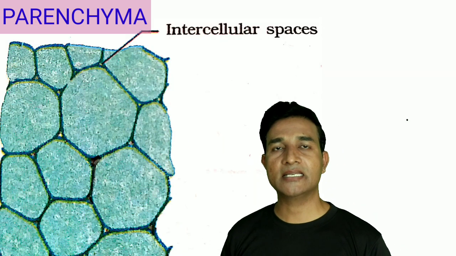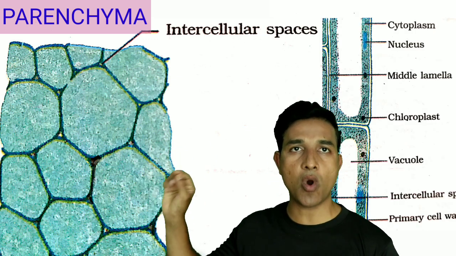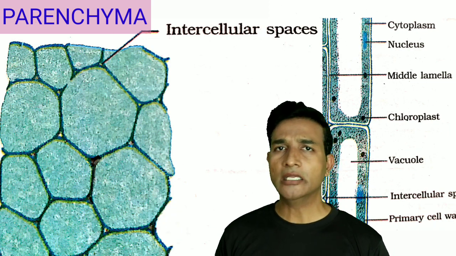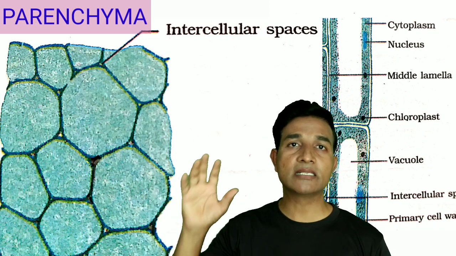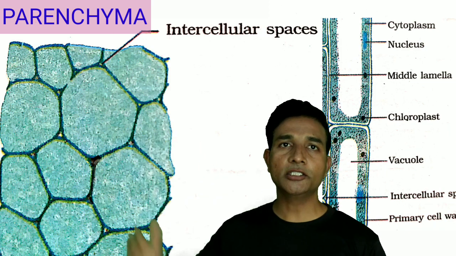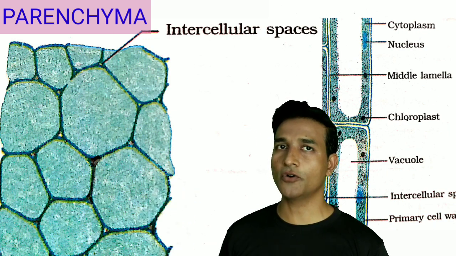Let's go with parenchyma. Parenchyma is a type of permanent tissue made of unspecialized cells that have thin cell walls, and they are living cells. They are usually loosely packed so that you can see intercellular spaces present in between, and the tissue provides support as well as stores food.